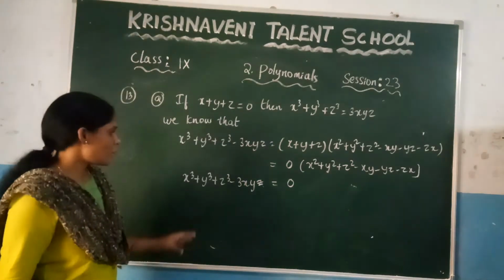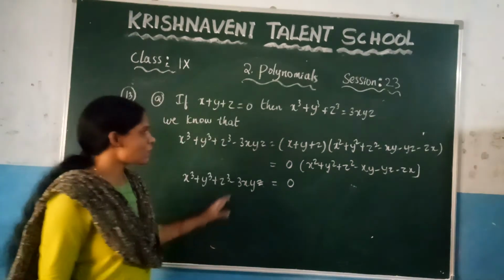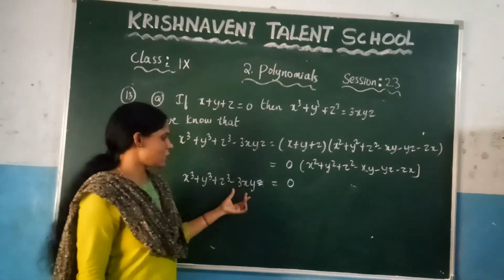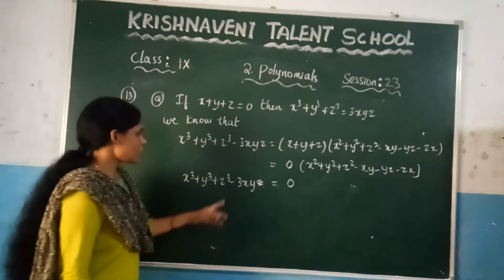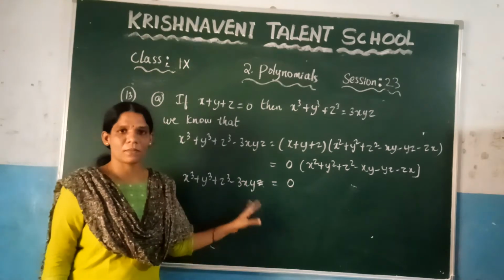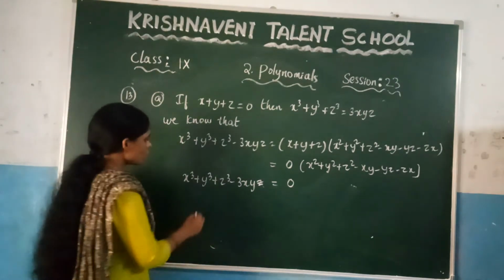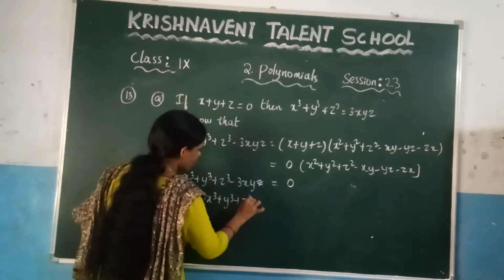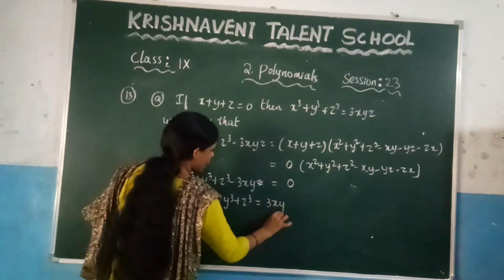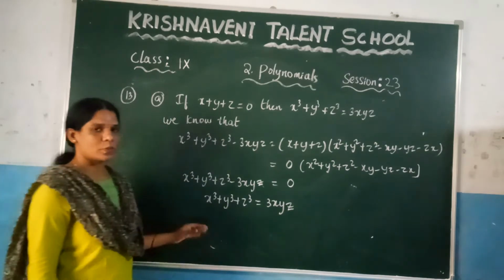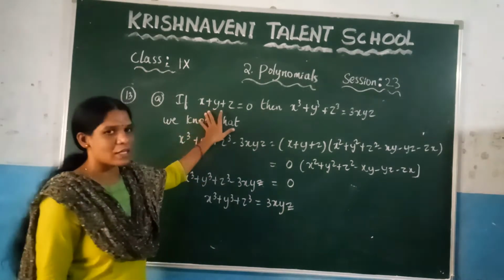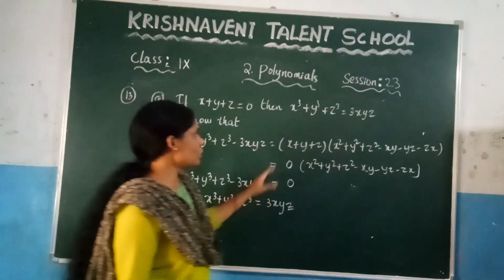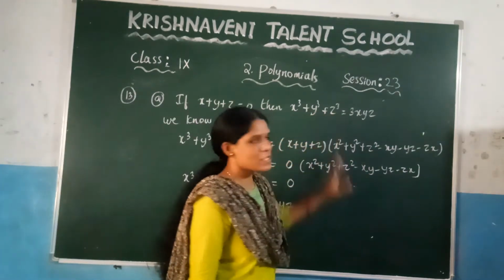Now here, you need to find the value of x cube plus y cube plus z cube. So take this 3xyz to the right hand side. Since minus is there, it will become plus if you take it to the right hand side. So what will it become? x cube plus y cube plus z cube is equal to 3xyz. That we need to prove here. You can check it here. They have given the condition x plus y plus z is equal to 0, and you need to find the value of x cube plus y cube plus z cube.